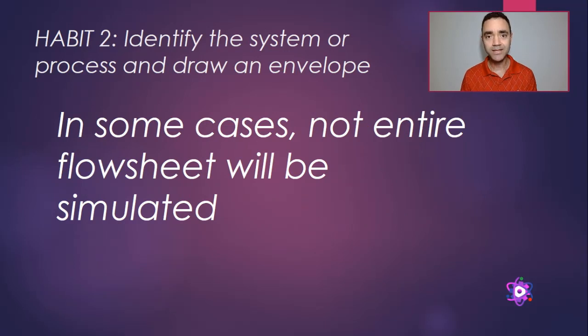The second habit is: identify the system or process and draw an envelope. In some cases, not the entire flowsheet will be simulated. Once you have the objective in your mind, it's time to define the best limits for your process simulation. Sometimes you just need to simulate only one equipment or only one unit of your process.